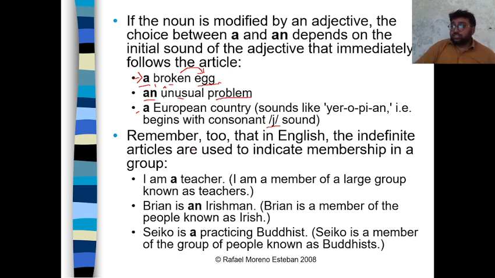Remember too that in English, the indefinite articles are used to indicate membership in a group. So whenever you're talking about memberships, you can use articles. Like I'm a teacher. For example, if I say I'm a teacher, this means that I'm a member of a larger group. Brian is an Irishman. Now whenever we say this, we mean that there are so many people who are Irish and Brian is a member of those people. Sika is a practicing Buddhist. Now, whenever we say that, we mean that Sika is a member of a group of people known as Buddhists.